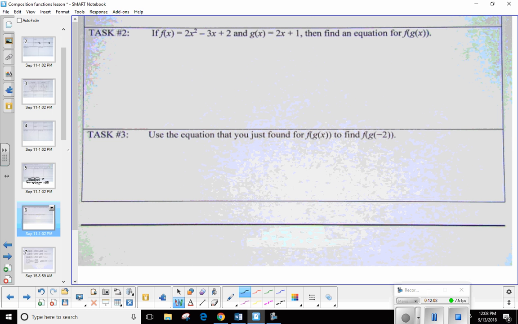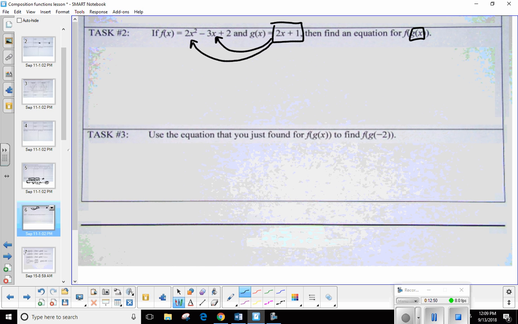Task 2, it says, we're given these two functions, f and g. Find an equation for f of g of x. What it's asking you to do is find an equation that represents the composition. We're not plugging in a value. When it says find an equation, I'm going to take the equation for the inside function and substitute that into the other function. So I'm going to take this 2x plus 1, and everywhere I have an x, I'm going to replace it with this. So instead of plugging in a numerical value, we're plugging in an actual equation.